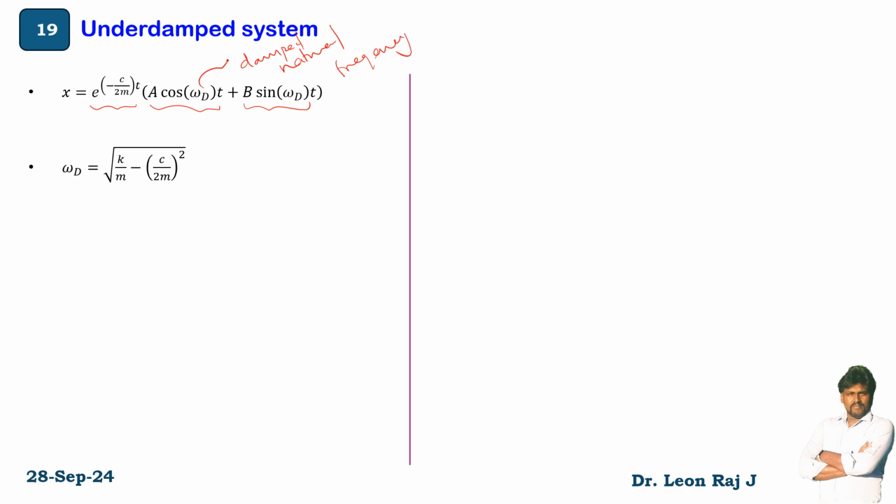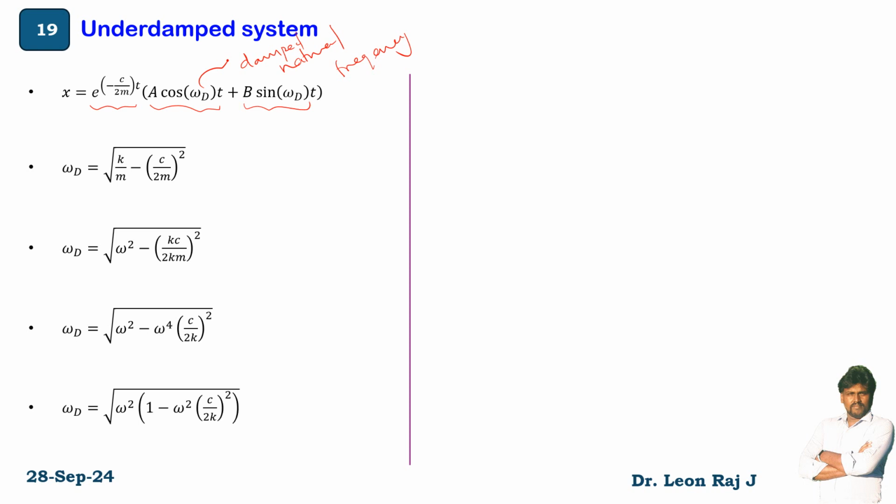So your omega d is equal to square root of k by m minus c by 2m whole square. So omega d equals square root of omega square minus c by 2m, multiplied by k in the numerator and denominator. So your k by m is written as omega square, since k by m is omega square. Then again here another square is this, omega power 4, c by 2k whole square. So your omega d is equal to square root of omega square into 1 minus omega square c by 2k whole square.